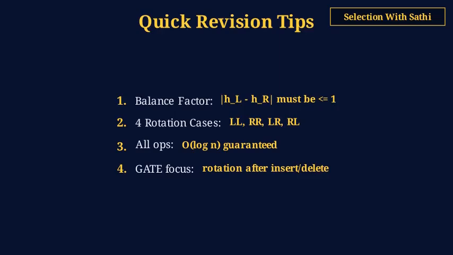Third, AVL height is at most 1.44 times log 2 of n. All operations stay O of log n. Fourth, for gate rotation questions, first find the node with BF plus 2 or minus 2, then check its child's BF to determine LL, RR, LR, or RL.